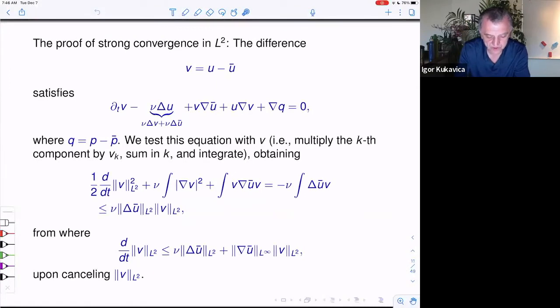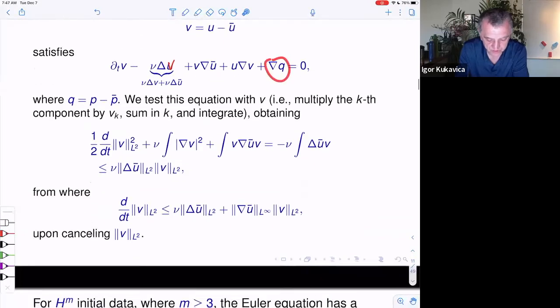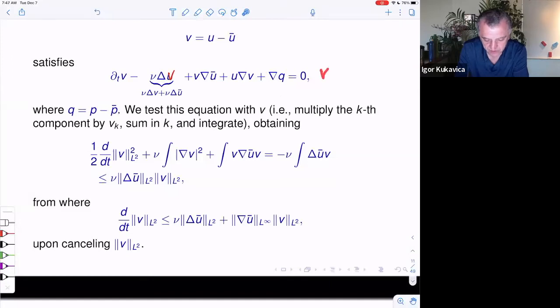So here is the proof of the strong convergence in L^2, which is quite simple. We take the difference of two solutions, which satisfies the equation, which is the, so here is a typo. So the difference satisfies this, where the main part is the same as the Navier-Stokes, and the nonlinearity is of the form v·∇ū plus u·∇v. And the pressure is just a difference of two pressures. So we can test the equation by v and integrate. Same as in the energy estimates, this term leads to the derivative of the L^2 norm squared. Here we can just integrate by parts and obtain the ν‖∇v‖² term.